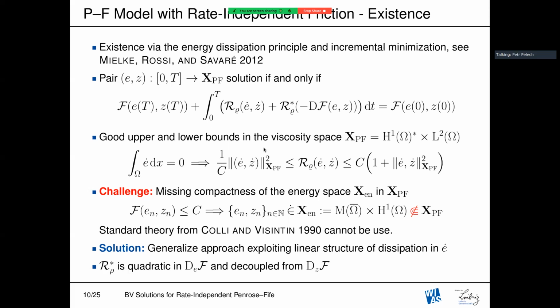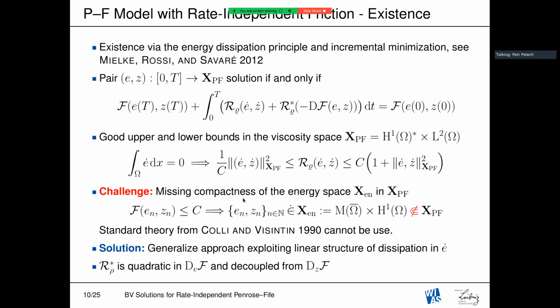There's one technical issue that we have, how the dissipation potentials are defined. But the main point is that if we have energy conservation, then our primary dissipation potential is equivalent to the norm in our viscous space. And hence all the topologies work well together.